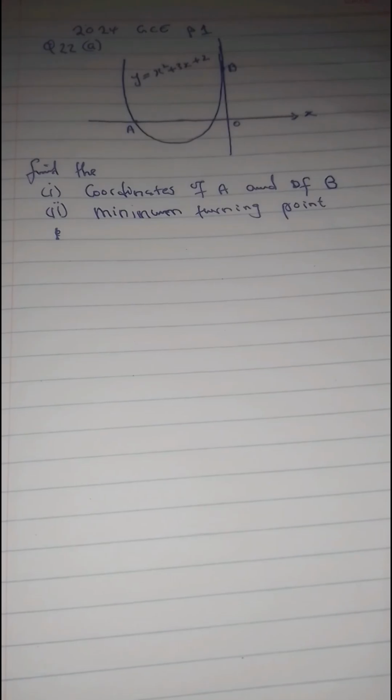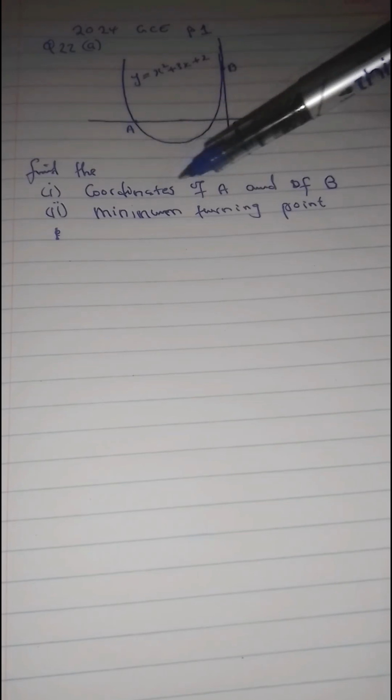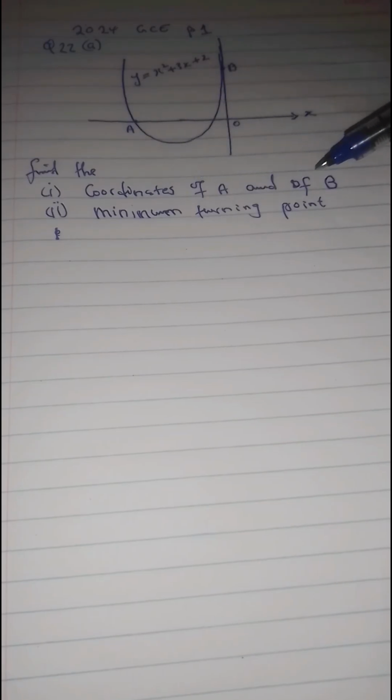Paper 1. First of all, what you need to understand is that we are dealing with what is called a quadratic function, or rather a quadratic equation. This is a sketch of the graph, and we have two questions. The first one is on coordinates: find the coordinates of A and of B, and also the minimum turning point.